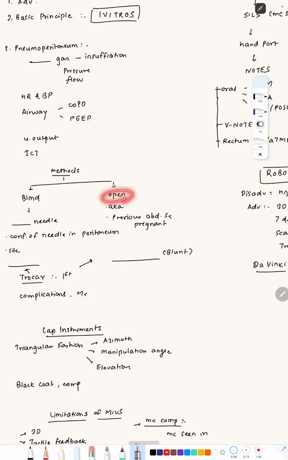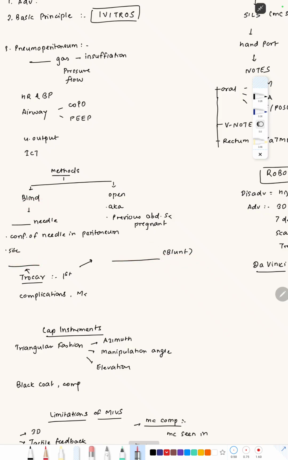Now talking about the next technique, that is the open technique. In the open technique, also called Hassan's method, it is generally preferred in case of previous abdominal surgery or pregnant patients, so that extra care can be taken. Now there is something called a trocar. A trocar is a device which facilitates the use of other laparoscopic devices. The first trocar is inserted blindly, while the other trocars are inserted with the help of video assistance. The trocar used in the blind procedure is a sharp trocar, while that used in the open procedure is the blunt trocar, also called Hassan's trocar.